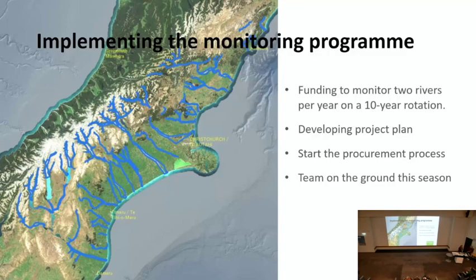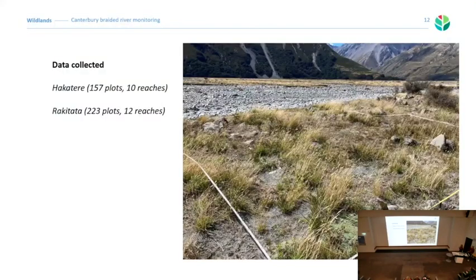Yeah, so it's been a real pleasure working with ECan on this project. It's been a real big undertaking for our field team. So on the Hakatere, we had 157 plots of data across 10 of those reaches. So they really stretch all the way from the sea up into the headlands, which provides a pretty serious logistical challenge. And on the Rakaia, we had 223 plots and 12 reaches.